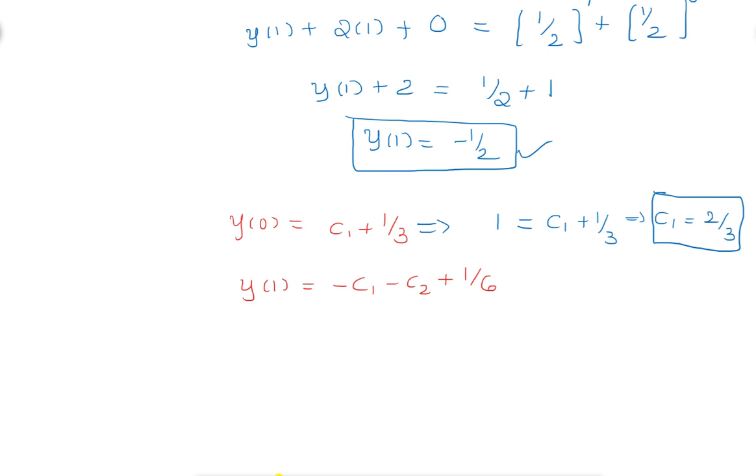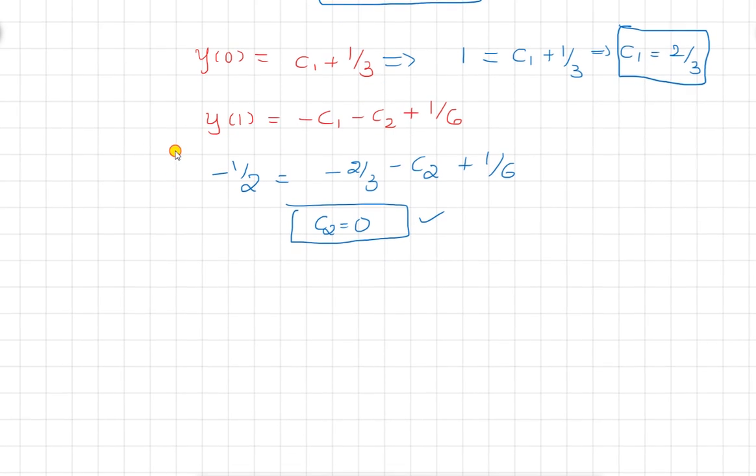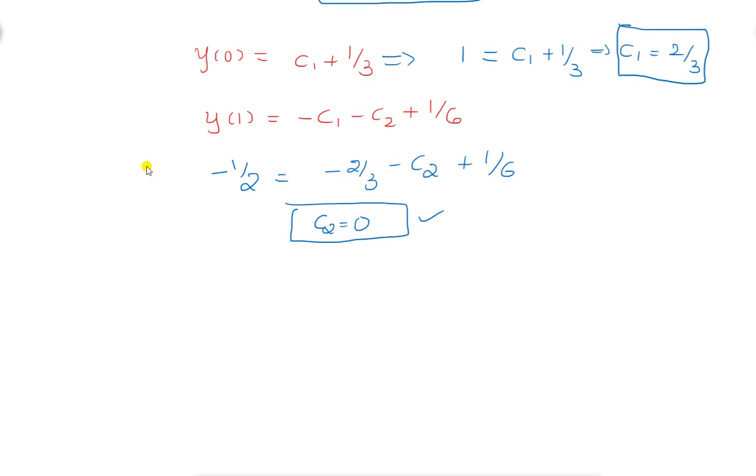And we determine the y of 1 value, so y of 1 is minus 1 by 2, and just now we determined the value of c1 that is equal to 2 by 3, and minus c2 plus 1 by 6. By simplifying this equation, we get the c2 value, and the c2 value is equal to 0. So finally we determined the values of c1 and c2. So finally, the forced response.